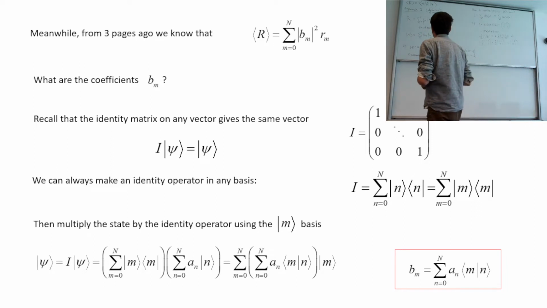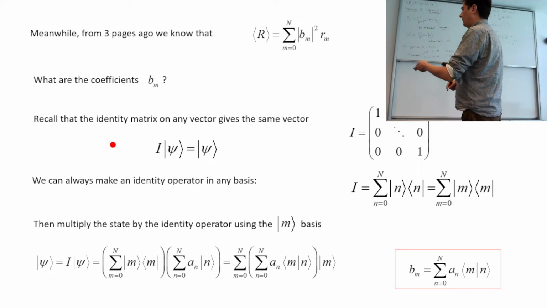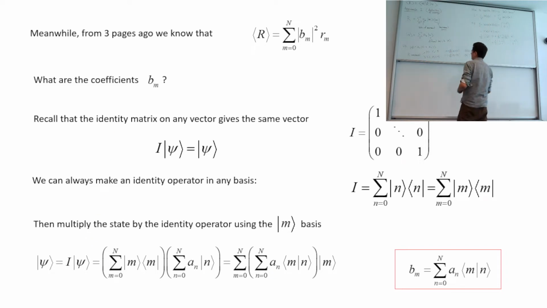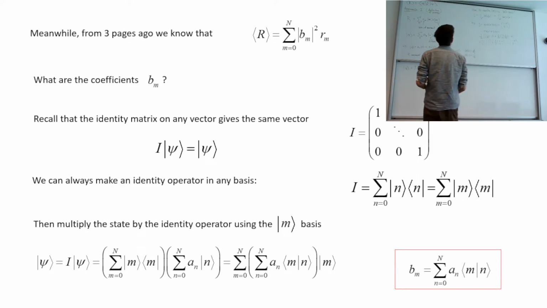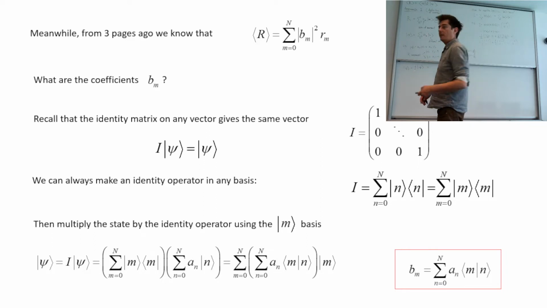to rewrite this state, which is in this n basis, in another basis. Okay. So basically, I've written it here, but let's rewrite it. What I'm going to do is multiply this state here by the identity. Identity times any state is the same state, so of course I'm allowed to do that. But the trick is that instead of using this n basis that it's already in, I'm going to use the m basis for the identity. So here's the identity operator in the m basis. Okay. And here's the original state.